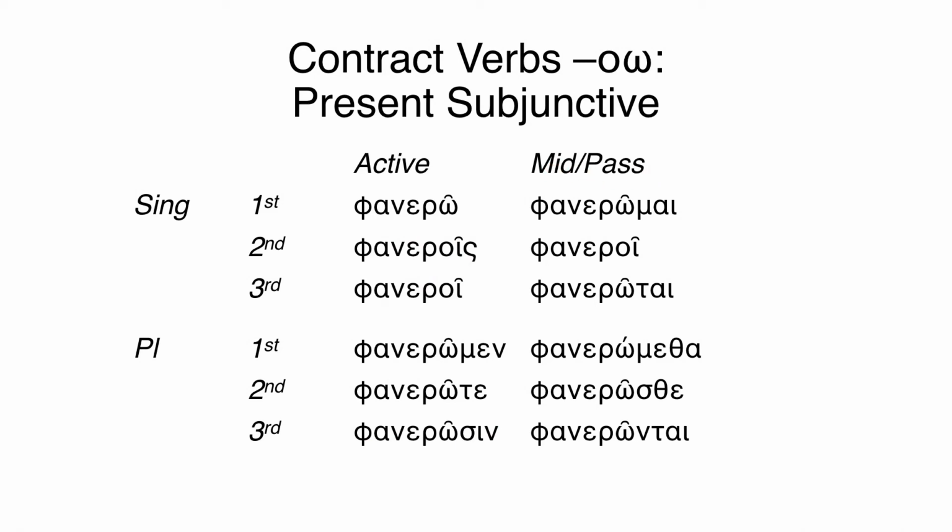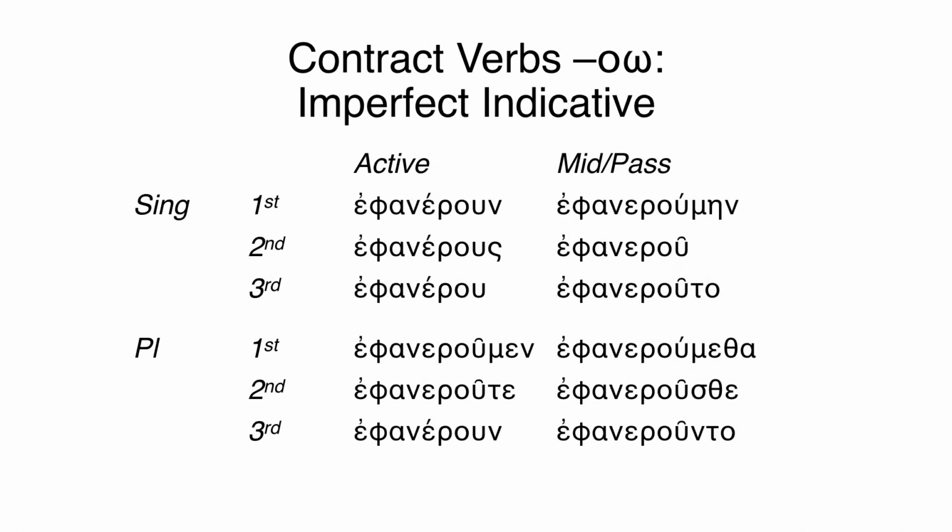Now for the middle passives. Phaneroomai, phaneroi, phanerootai, phaneroometha, phanerōsthe, phanerōntai, or using the modern pronunciation, phanerome, phaneri, phanerote, phanerometha, phanerosthe, phaneronte. Again, these forms are predictable once you learn the "-oo" rules of contraction.